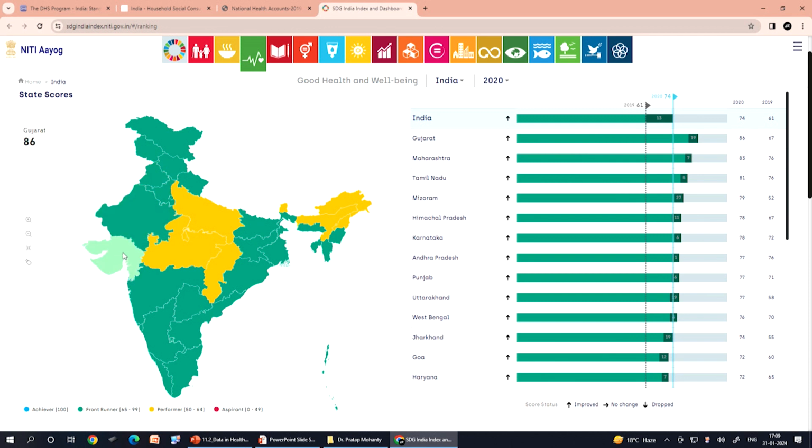So now your focus could be on the performer states such as Uttar Pradesh, Madhya Pradesh, Chhattisgarh, and some parts of northeast India. And one good thing is that we have no single state which is in the category of aspirant. Hence, you can similarly look at other indicators, like the first, that is eradicating poverty, then this is on hunger, this is well-being which you have seen, this is on quality education, this is on gender equality, this is water. For all indicators you will have good information to start your research work. This is one.